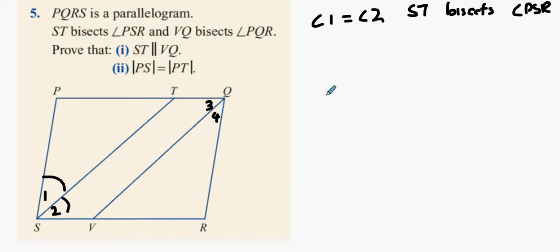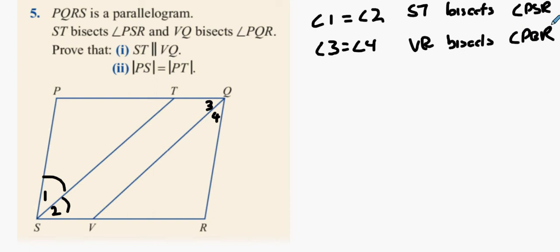So angle 3, angle 4 for the same reason. Phi Q bisects angle PQR. Prove that ST is parallel to Phi Q. So we want to prove that ST and Phi Q are parallel to each other. Okay, so that's an interesting one. We probably have to prove that both triangles are the same, so therefore they're the same angles.